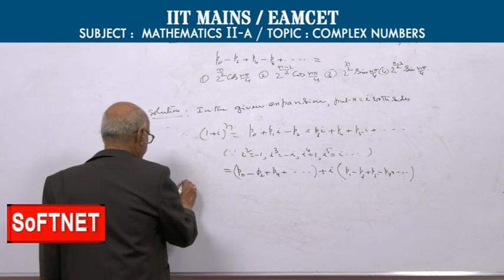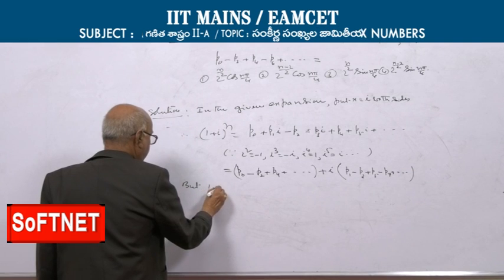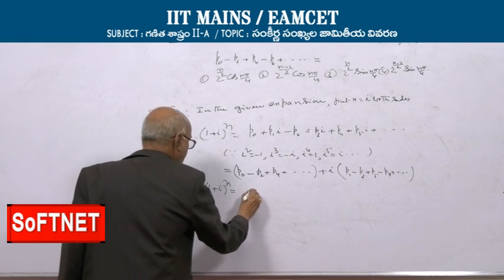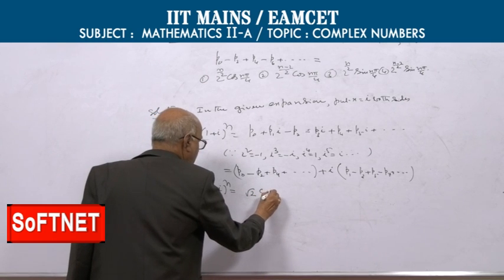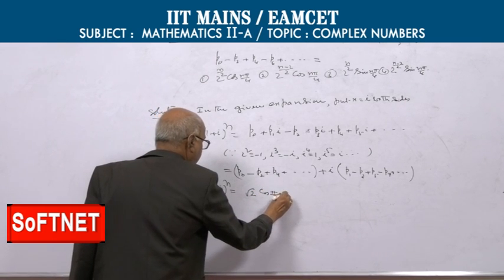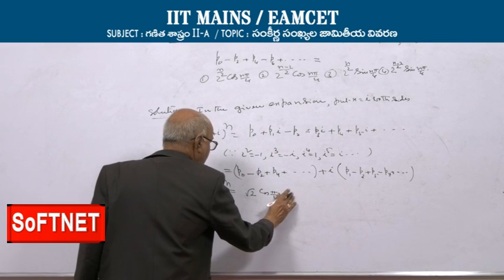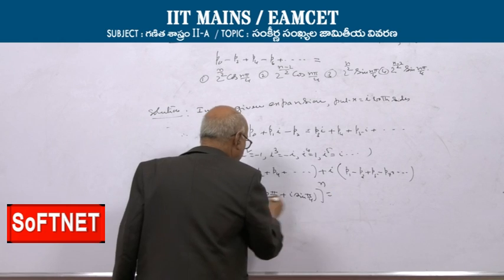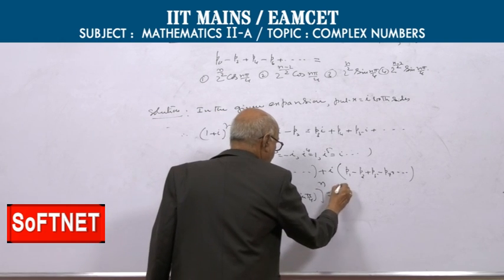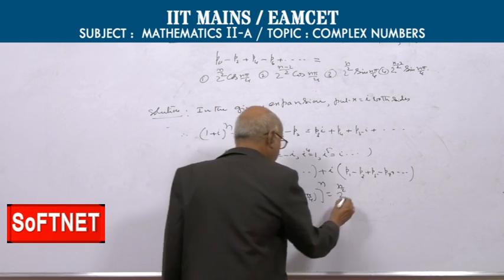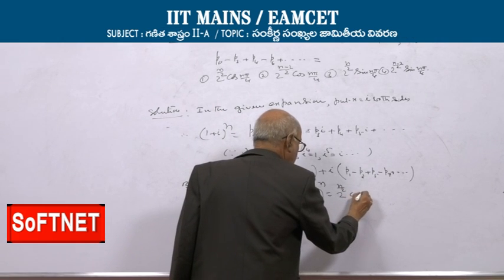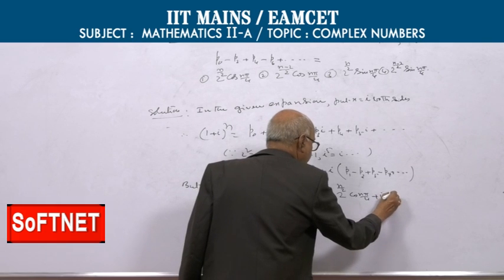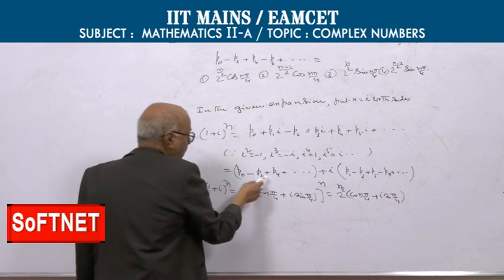But (1 plus i) whole power n is root 2 into (cos pi by 4 plus i sin pi by 4), this whole to the power of n. So by De Moivre's theorem, this is 2 power n by 2 into (cos n pi by 4 plus i sin n pi by 4). So this is equal to this.